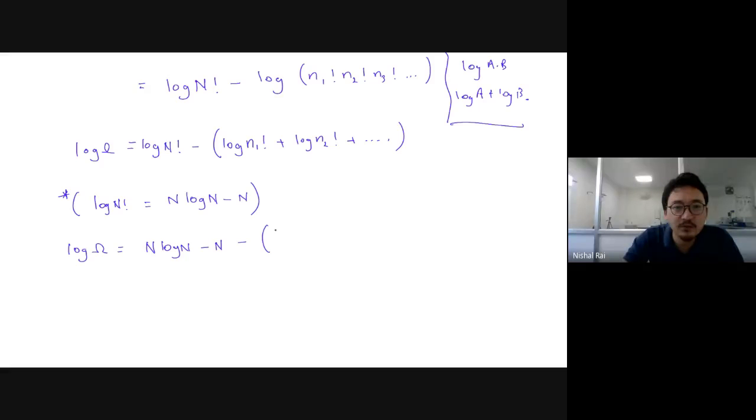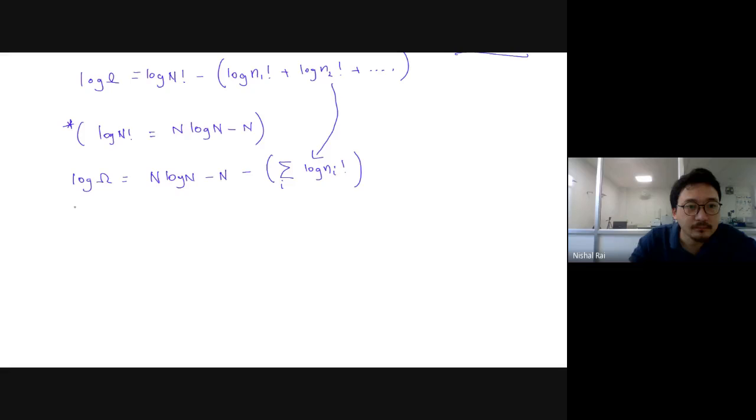Let's put it in terms of summation so it will be easier. Is this okay if I write this in this form? Here I have not used the Stirling's approximation. I'm just writing this whole term in terms of summation. So log of omega can be written as n log of n minus n, and again we'll use the Stirling's approximation to get summation over i, ni log of ni minus ni.